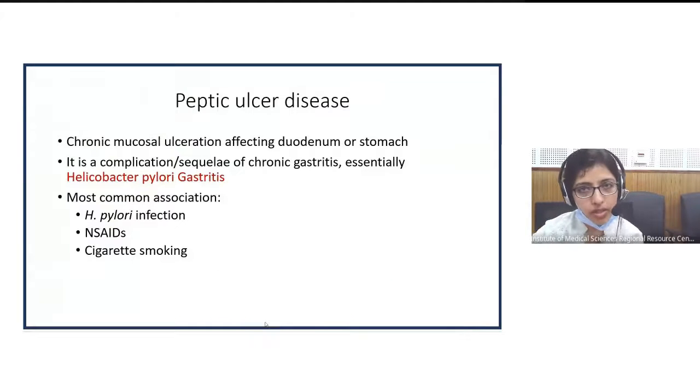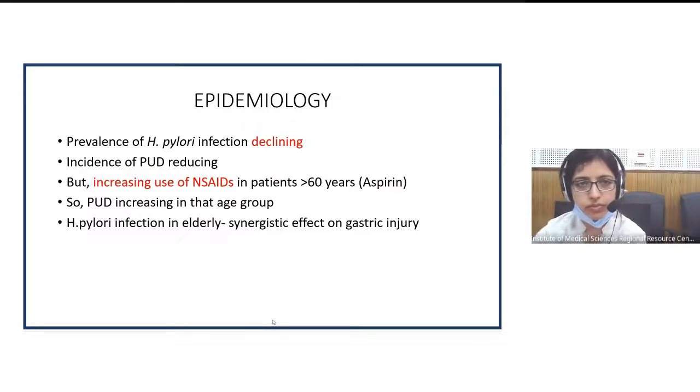Now we come to peptic ulcer disease, which is the complication of chronic gastritis. This is chronic mucosal ulceration affecting either the duodenum or the stomach, and it is a complication of chronic gastritis, especially or essentially Helicobacter pylori gastritis. Apart from this, other common associations include non-steroidal anti-inflammatory drugs and cigarette smoking. These are the common ones, these three.